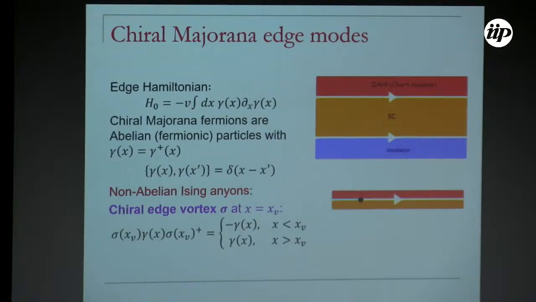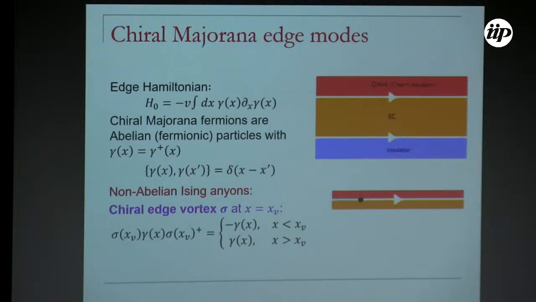So there's an edge velocity v, and the Majorana fermions are described by abelian fermionic particles with a field gamma of x, which is equal to gamma dagger of x, and they obey this anti-commutation relation. So they are just plain fermionic particles, but in a sense, only half of the fermion, because they have to be real. Gamma must be equal to gamma dagger, so they cannot carry phase factors like usual fermions can.